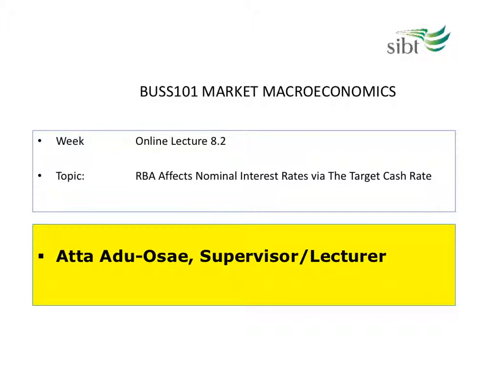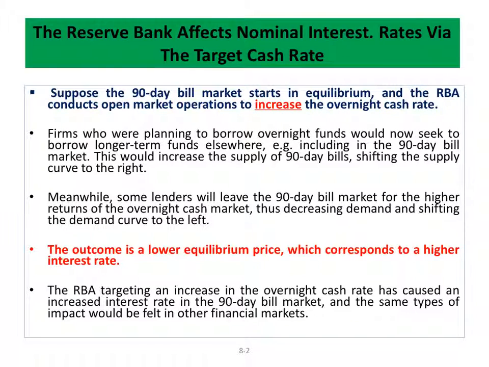Welcome back. In lecture 8.1, we discussed the relationship between bond prices and interest rates. In this lecture, lecture 8.2, we are going to look at how the RBA affects the nominal interest rates via the target cash rate. We shall use the 90-day treasury bill market as an example of bonds market to illustrate how the RBA affects the nominal interest rate via the target cash rate.